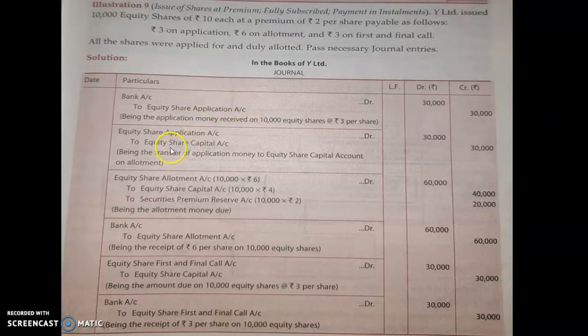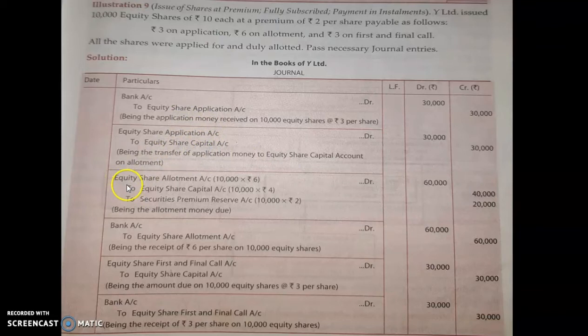Next entry is you are transferring that application amount collected in the bank to your share capital account. So your journal entry will be equity share application account debited to equity share capital account. Whatever amount you have written here in case of equity share application, that you will write in the second entry too. The narration will be being the transfer of application money to equity share capital account on allotment. So these 2 entries of application are over.